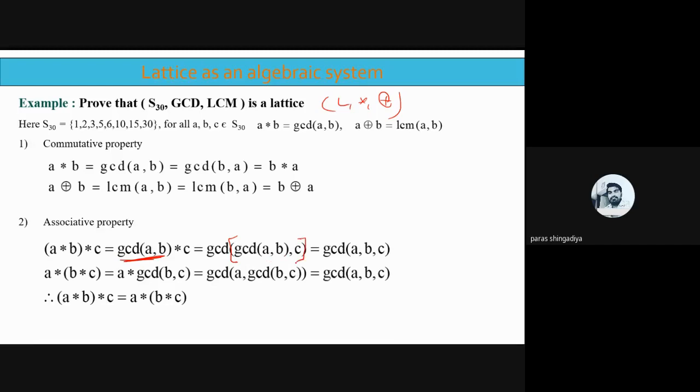Clear? So now consider any three entries from the set. Let us take 2, 3, and 5. Clear? So first find GCD of A and B. What is GCD of A and B? That is equal to 1. Clear? And then with the C, find GCD of 1 and 5. What is the answer of GCD of 1 and 5? That is 1 itself. The common divisor is only 1. So the answer is 1.